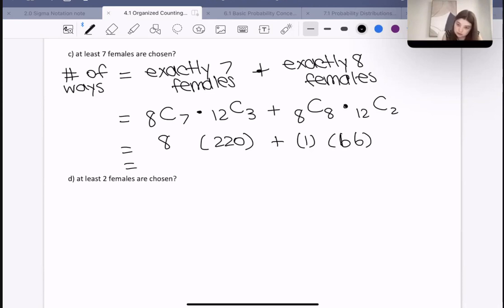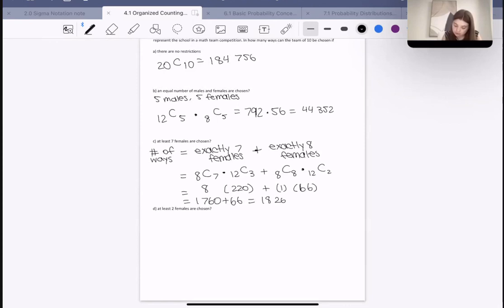So that's going to be 1,760 plus 66, which is equal to 1,826. So there's really not a lot of ways to make this happen in comparison to the larger number because there's so many other options, right? There could be 6 or 5 or 4 or 3 or 2 or 1 or 0 females chosen, right?